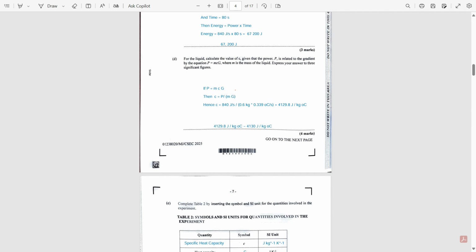So maybe I can just get rid of all of this here. So the final answer is 4,130 joules per kilogram degree Celsius.